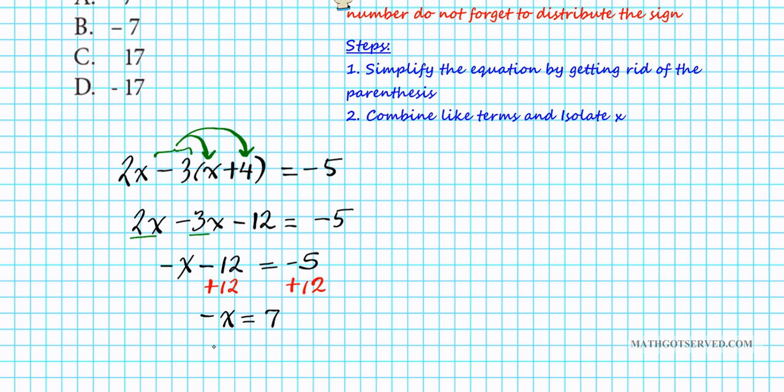Okay, to finish this off, we'll simply divide both sides by negative 1. That gives us negative x over negative 1 equals 7 over negative 1. Divide both sides by minus 1. Positive over negative, signs are different. So whenever you're dividing numbers with different signs, you have minus. So your answer is x equals negative 7. Answer is option letter B.